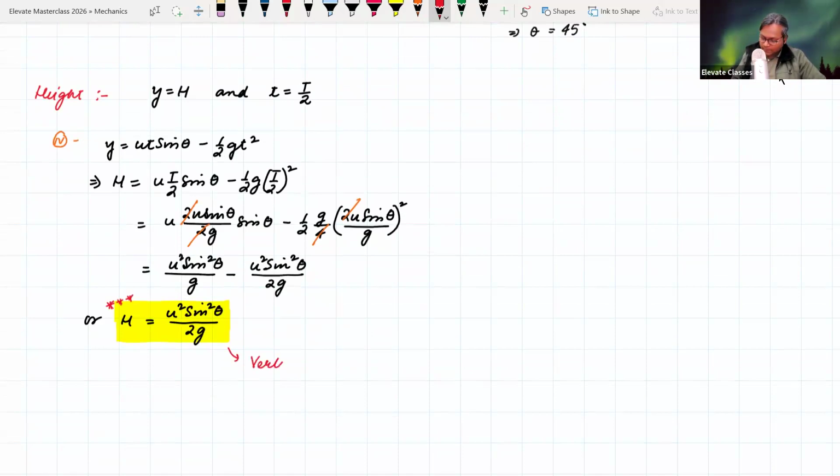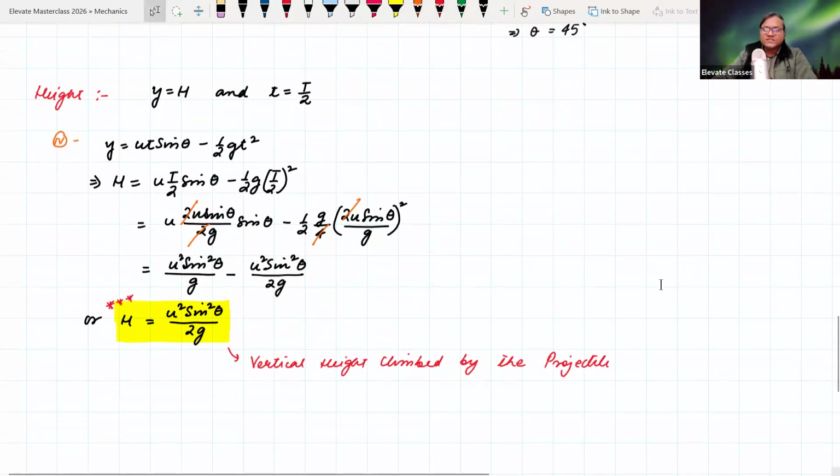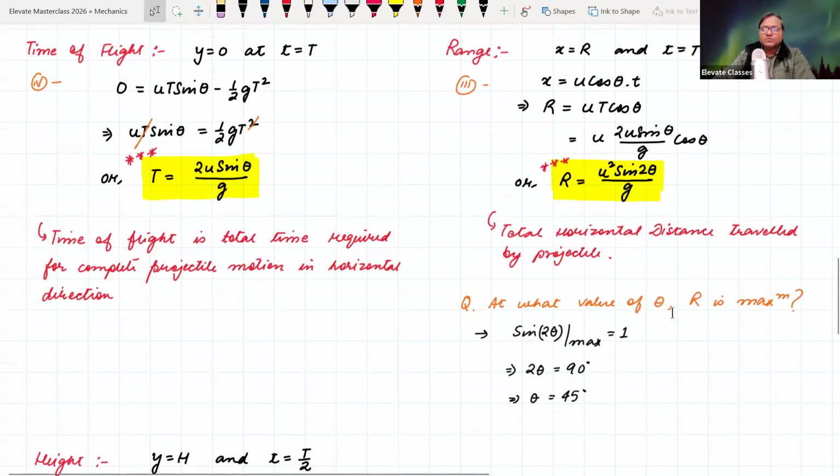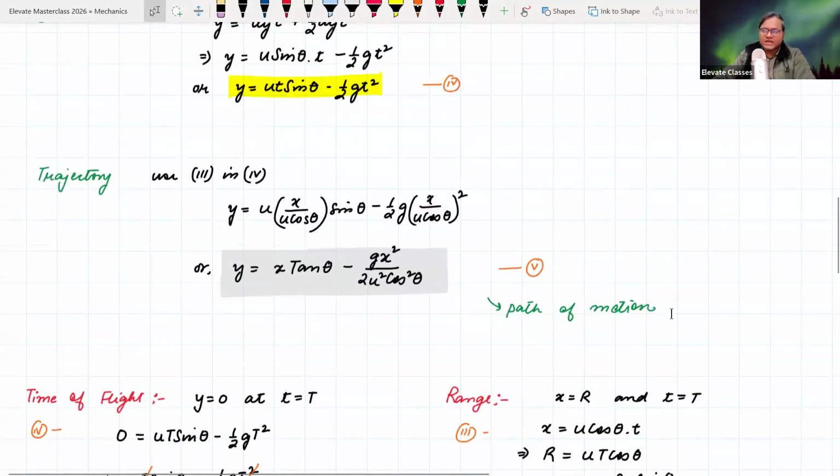So this is the vertical height climbed by the projectile. Okay, so these are more or less some of the various physical quantities we are interested in when we study projectile motion.